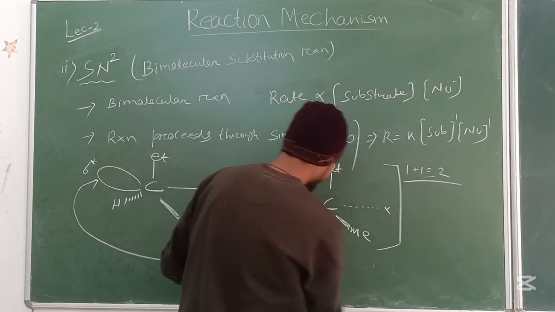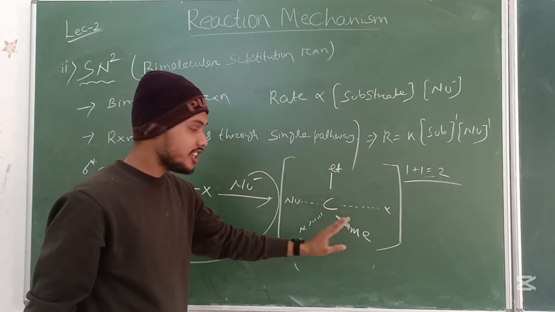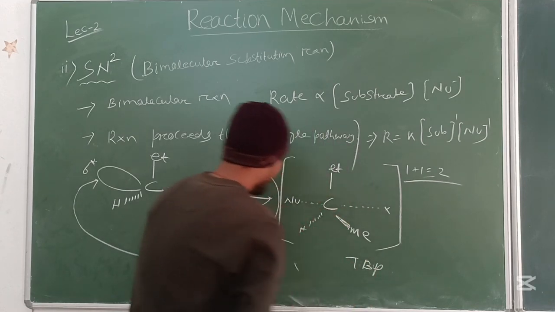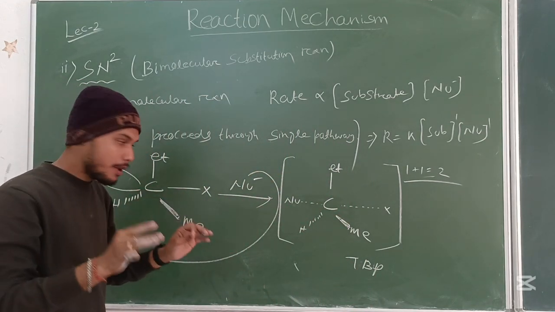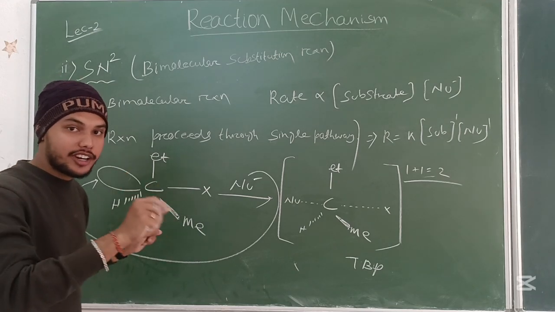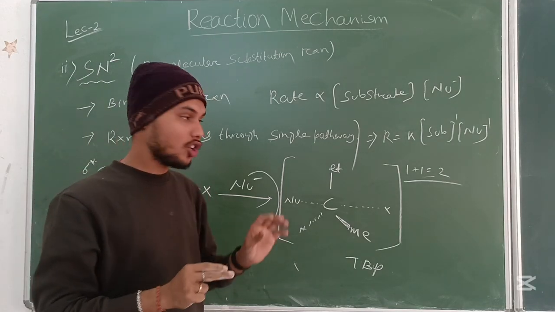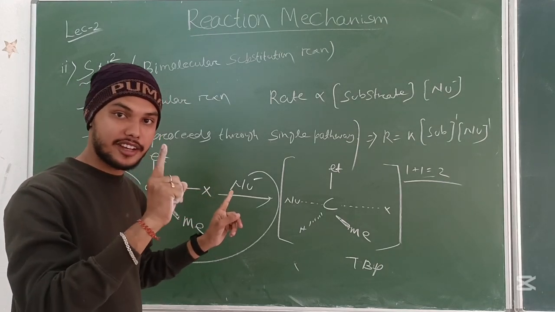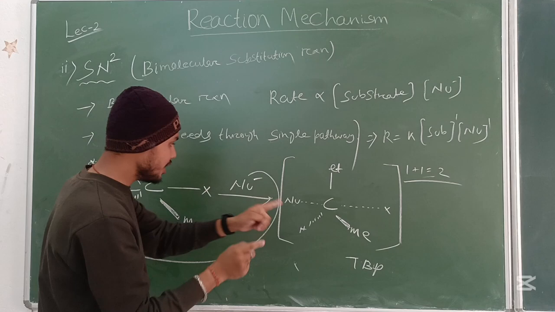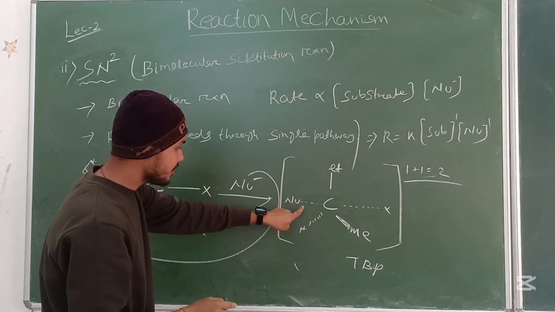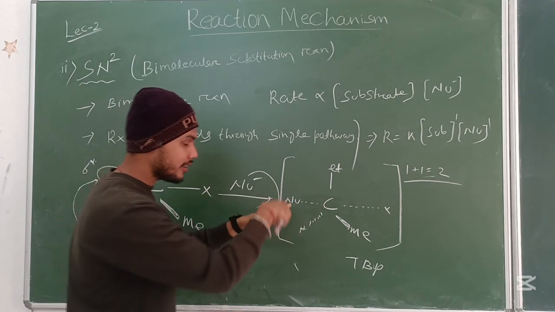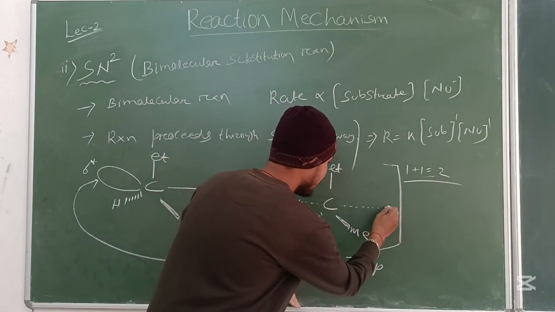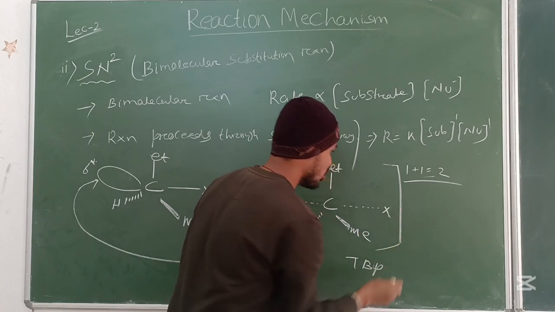So you know that it is a TBP structure, that is, trigonal bipyramidal in nature. In this type of reaction, you have to remember that it is a concerted reaction. What do you mean by a concerted reaction? A concerted reaction is a reaction which is completed in only a single step. That means at a time the nucleophile will attack, forming the carbon–nucleophile bond, and at the same time the carbon–leaving group bond is broken. So it is a concerted reaction.